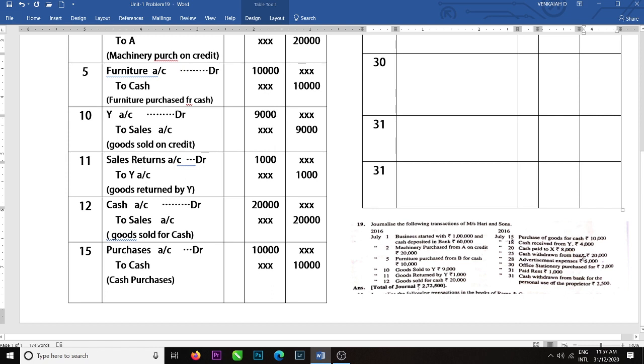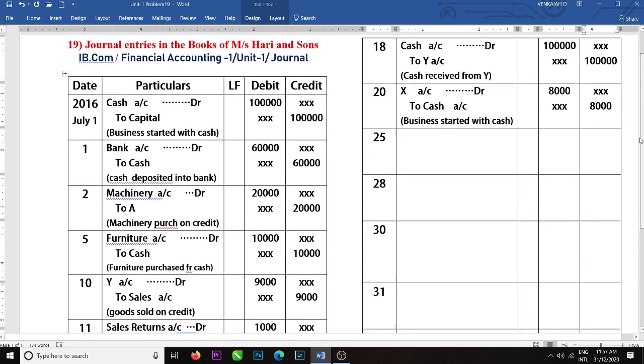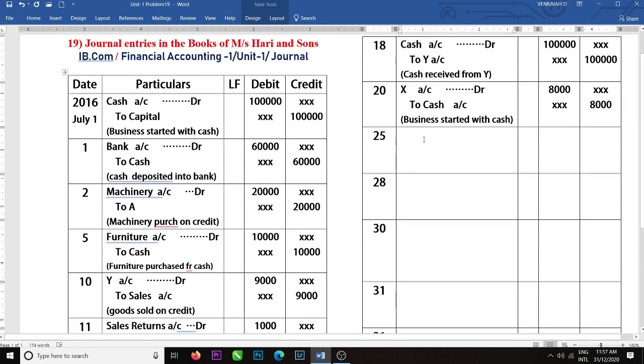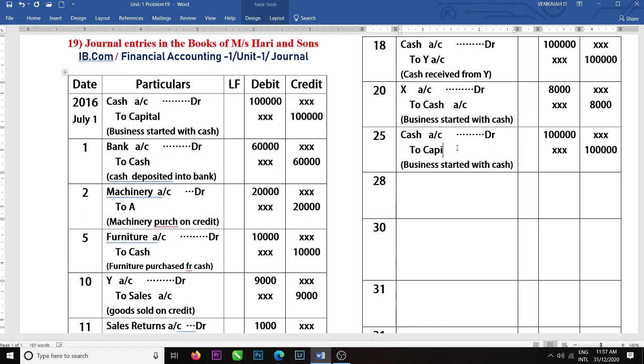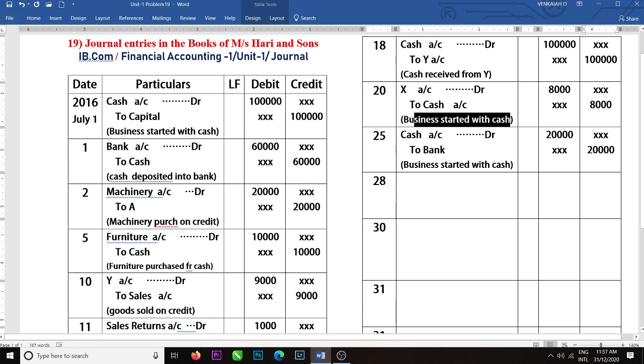Cash withdrawn from bank. What did we withdraw? Cash. When we withdraw cash from bank, is cash coming into the business? Yes. So cash is coming in and the bank is losing. Cash account debit to bank account. Please compare with the second entry. It is the reverse. When we deposited, it was bank account debit to cash; when we withdraw, it is cash account debit to bank account.